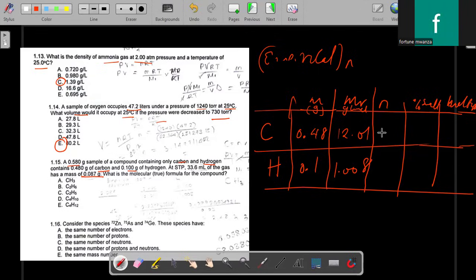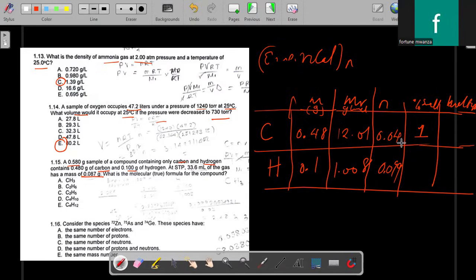I'm going to get 0.04 moles. Okay, so this is the number of moles. Then for hydrogen, I get my 0.1 divided by 1.008, and I'll get 0.099. Okay, so here I'll divide with the smallest. The smallest is 0.04. So I divide 0.04 by 0.04. I'll get 1.